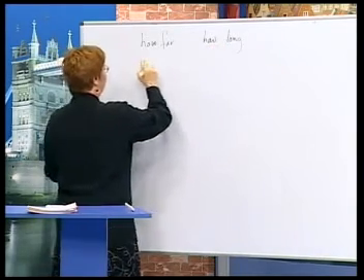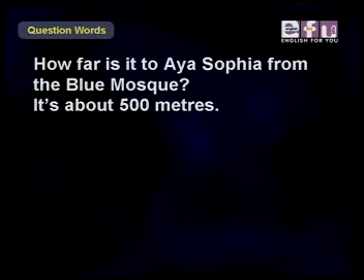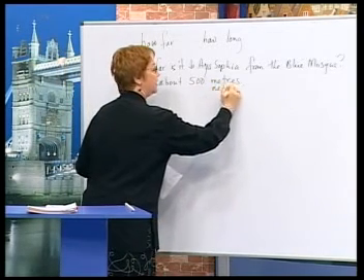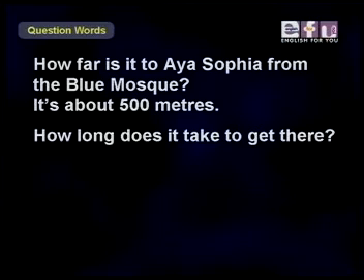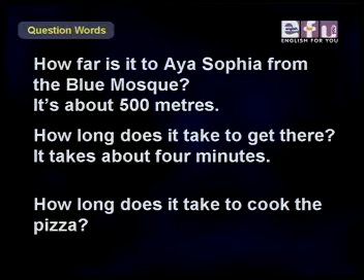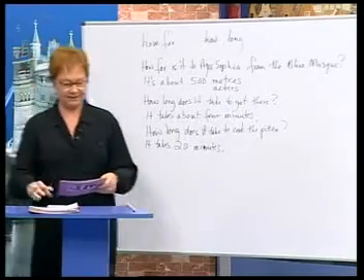So, for example, how far is it to Hagia Sophia from the Blue Mosque? It's about 500 meters. Now, this is the British way of spelling, you know you can also spell it this way. Okay? They're both correct. How long does it take to get there? It takes about 4 minutes. How long does it take to cook the pizza? It takes 20 minutes.